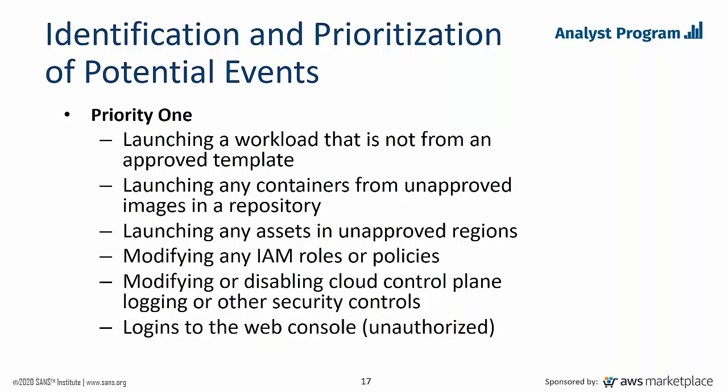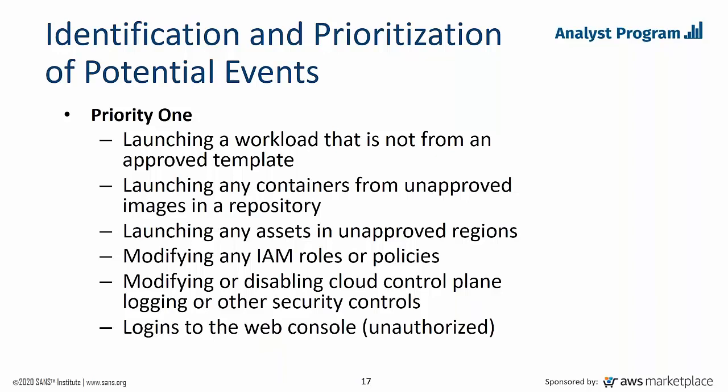So if you turn off CloudTrail, that in and of itself generates a log called stop logging. And that should be a high priority type of API call. And again, as I said, logins to the web console, particularly unauthorized, that's definitely a high severity type of event that you should be paying attention to. I'd say priority 2, sort of after that, you're building on some of this to some degree, right?